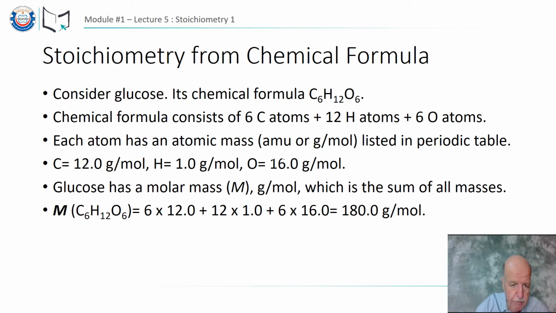Okay, carbon from the periodic table is 12, H is 1, O is 16. In chemical calculations, we say gram per mole. So, atomic mass for the atom and molar mass for the molecule. 6 multiplied by 12, 12 multiplied by 1, 6 multiplied by 16, gives 180 gram per mole. So when we say glucose, C6H12O6, 180 gram per mole.